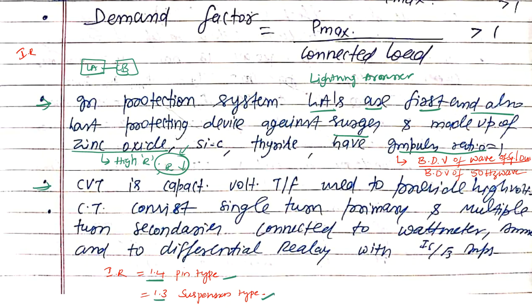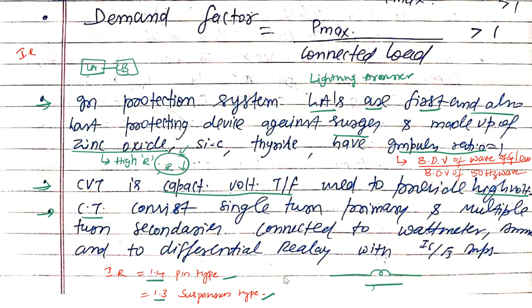Next point here, CVT is a capacitor voltage transformer. Generally you have seen voltage transformers; the capacitor voltage transformer is used to provide higher voltages to the system. Next one is CT, which is a current transformer. A current transformer consists of a single primary turn and multiple turn secondaries connected to the ammeter and differential relays. Generally the line has a single turn, just like one turn here, and the secondary is a straight line.